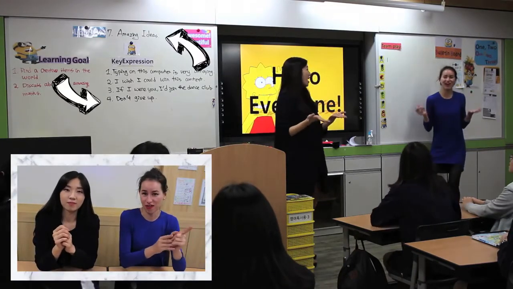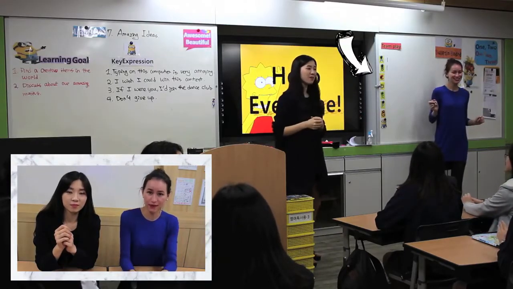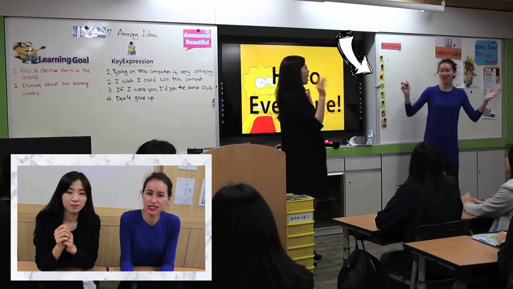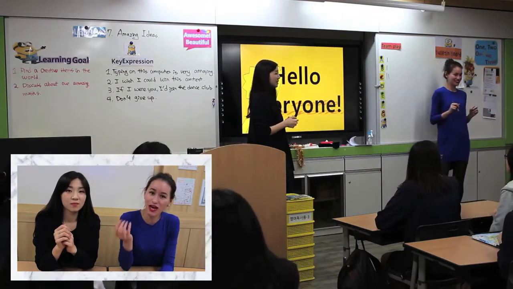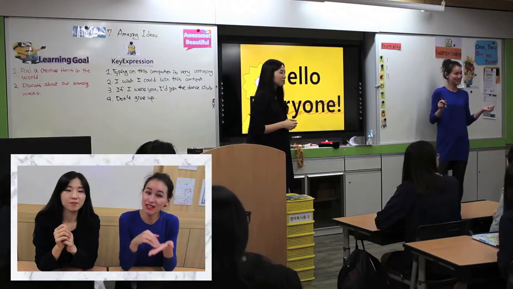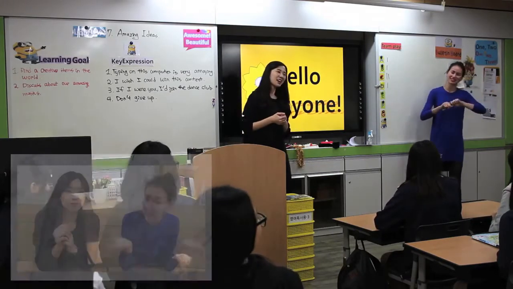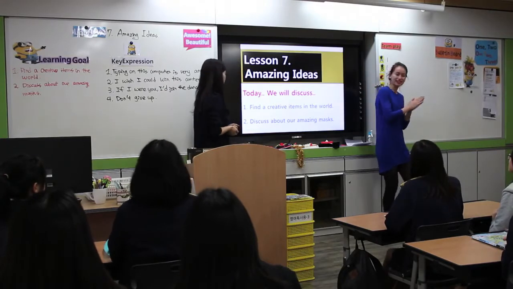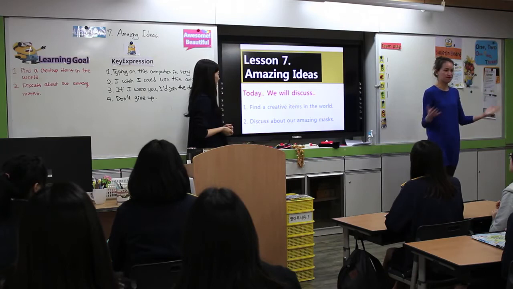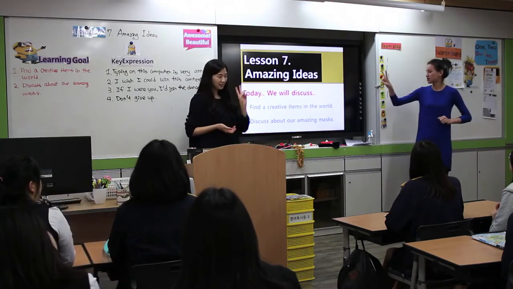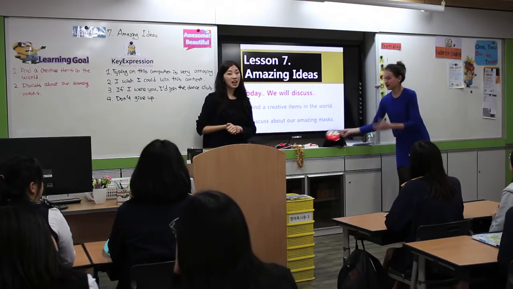In our lesson on the board so that the students can see it. We also use a point system, so it really encourages students to participate, and at the end of class, whichever team has the most points will get a stamp, and if they get enough stamps at the end of the year or at the end of the semester, then they get a prize. So today we will discuss, number one, finding creative items in the world. Number two, discuss our amazing masks.